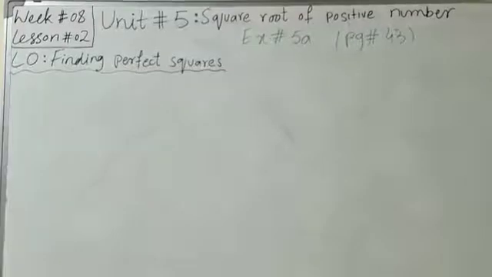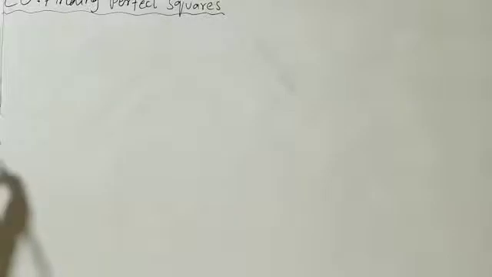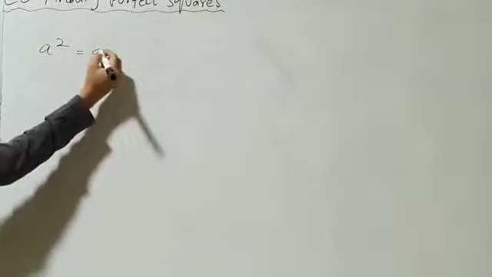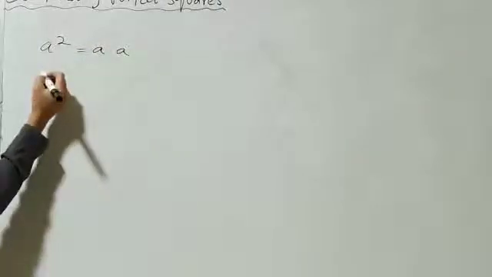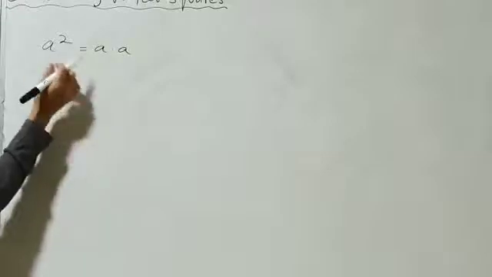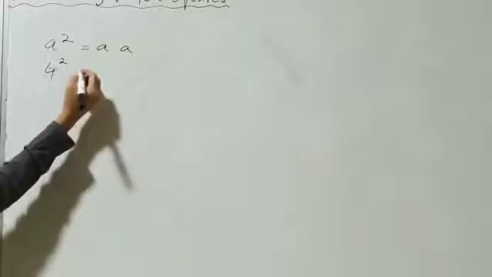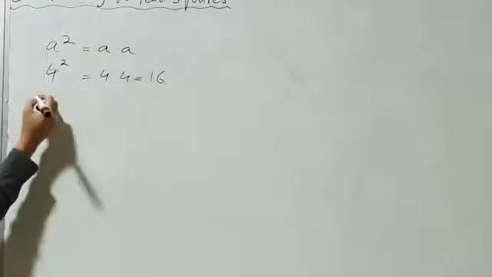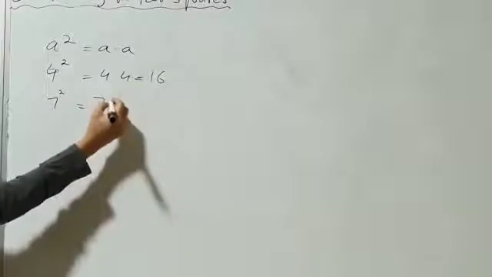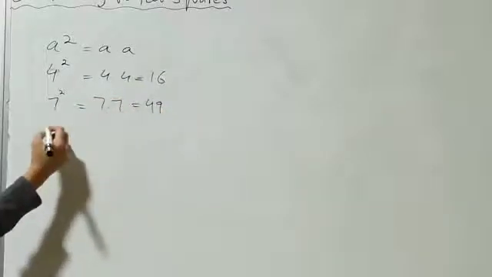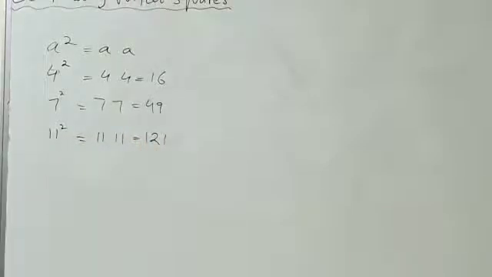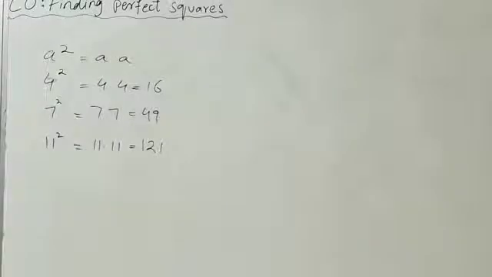You all have studied about squares. Square means to multiply any number by itself. For example, a square means a multiplied by a. So 4 square means 4 multiplied by 4 and it will be 16. 7 square will be 7 multiplied by 7, that is 49. 11 square will be 11 multiplied by 11, that is 121, and so on. This is called squaring of a number.